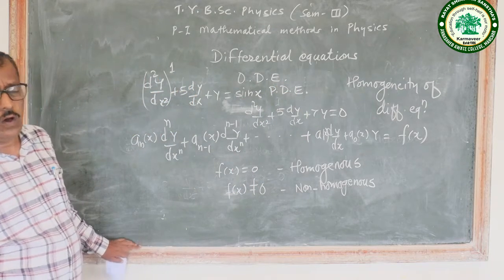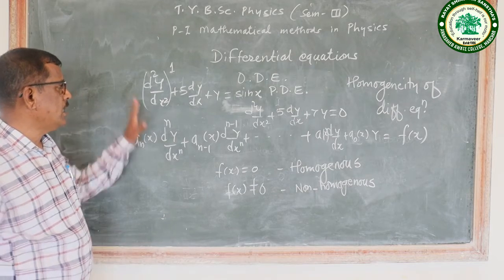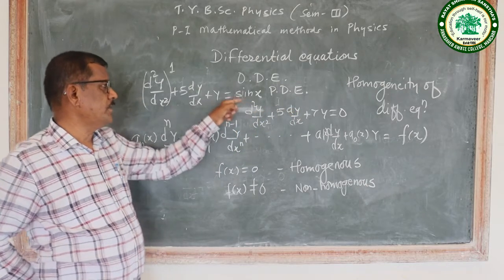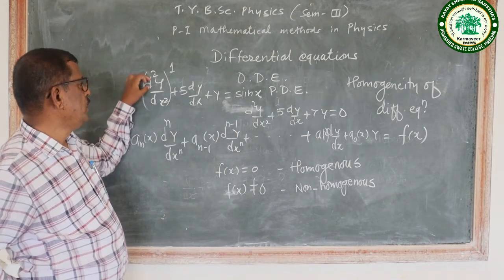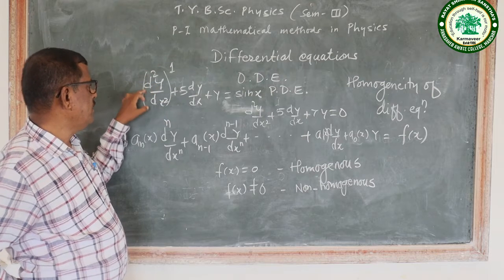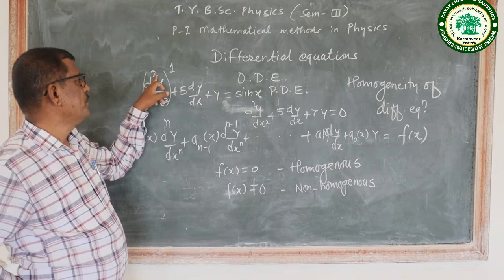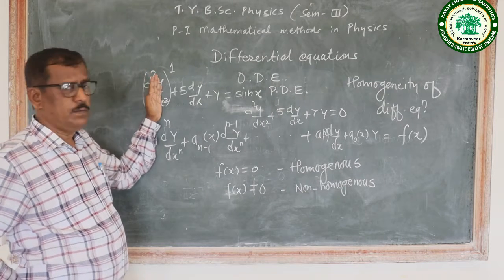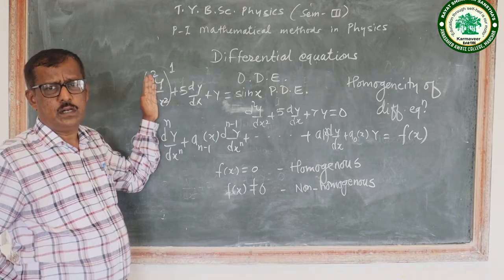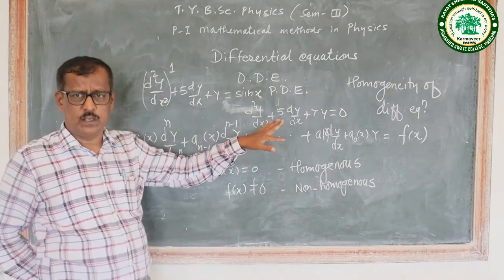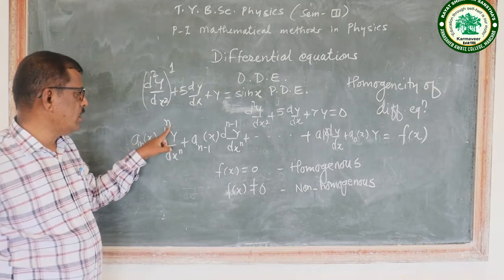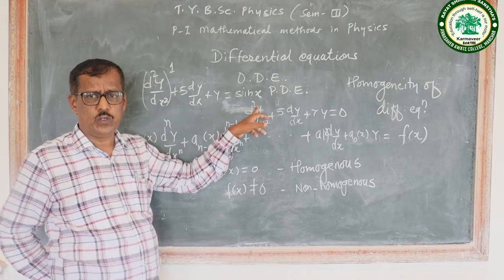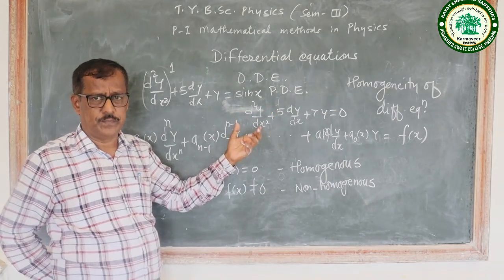Next is the order of a differential equation. What is the highest derivative in that differential equation? Here the highest term is d2y by dx square. For this, the 2, that is the second order, is given, and therefore the order of this differential equation is 2. In this equation, what is the order? That is also 2. Next is the degree.